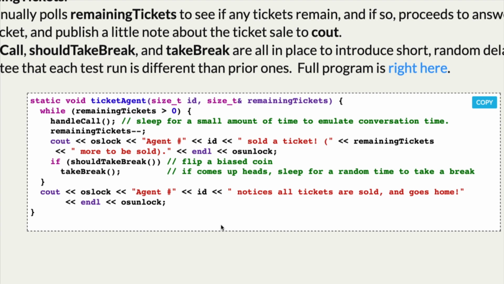Yeah, Emily. They all have access to remaining tickets, right? When it does the decrement, while remaining tickets is greater than 0 and then remaining tickets minus minus, it may not be true that remaining tickets is still greater than 0, because some other thread could have come in and done the exact same thing. So that's one of the issues here.